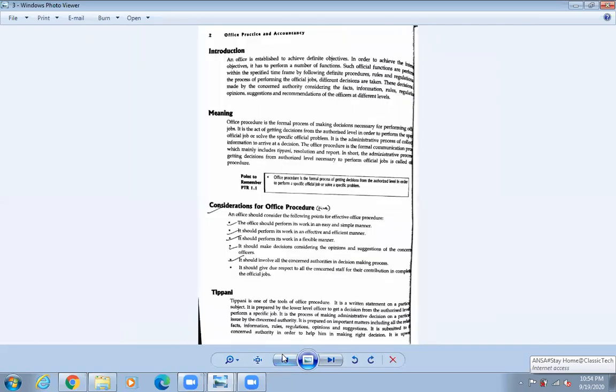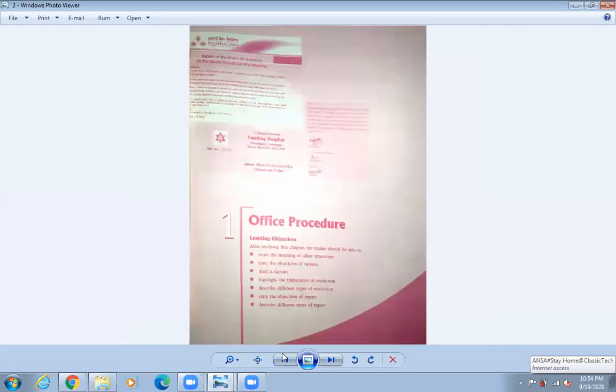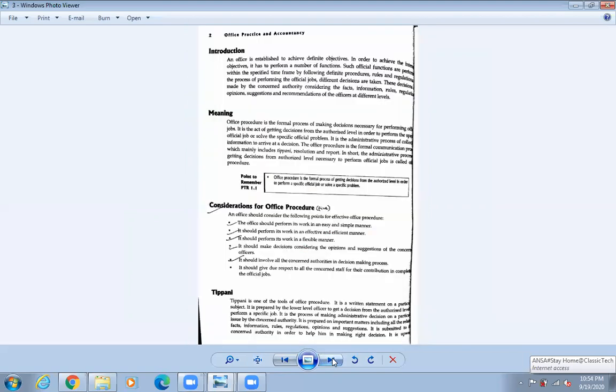The first chapter of accounts is office procedure. This is a very important chapter, and a 5 marks question will come from this chapter. This is page number 2. We are going to learn today what office procedure is and what the considerations of office procedure are.